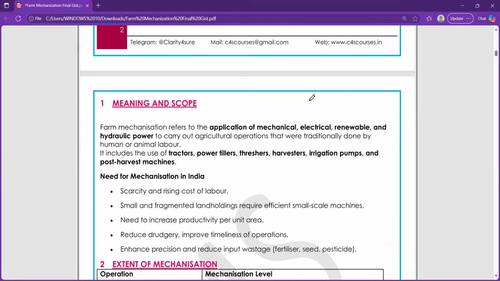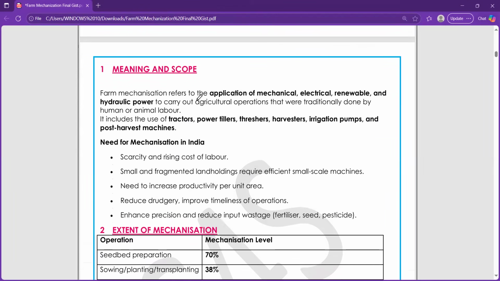First, let's see the meaning and scope of farm mechanization. Generally, farm mechanization means using all the available powers, like mechanical, electrical, renewable, and hydraulic power, to carry out more efficient agricultural operations, isn't it? Then it includes tractors, power tillers, threshers, harvesters, irrigation pumps, and all the post-harvest machines.